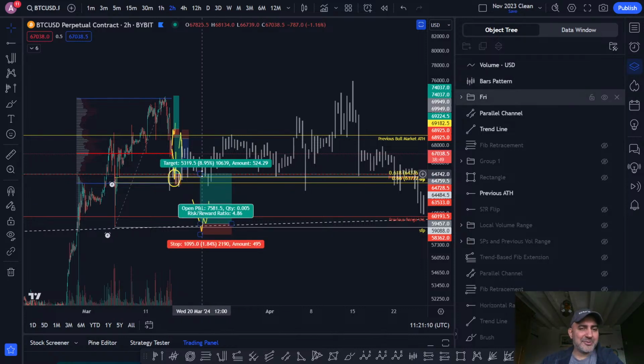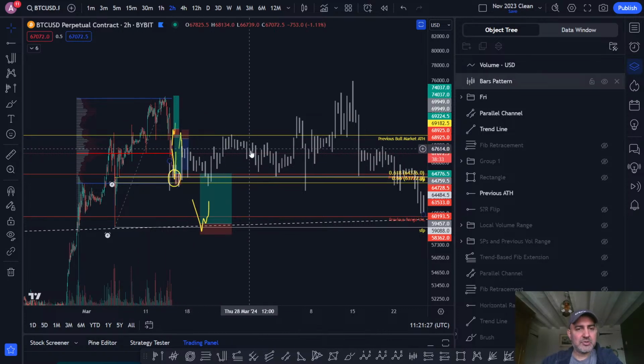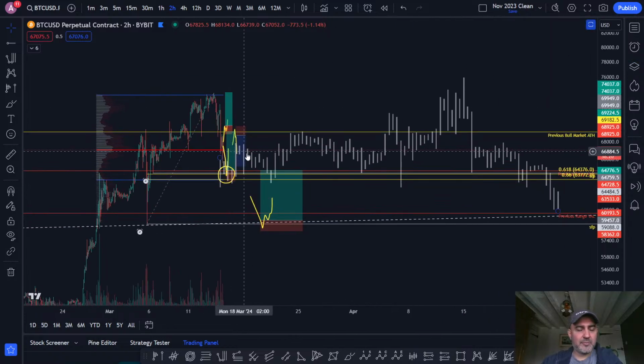Because we all want the alts to pump. And for Bitcoin to fall into this range now and be locked for the next few weeks is the best case scenario for altcoins. Right? And all we need now is for Bitcoin to find support. So if the Bitcoin goes down here, finds support, and then just starts going sideways, that's paradise for all of us. And that's kind of what I'm imagining right now. I'm not thinking the price is going to crash. So let's just see what happens.